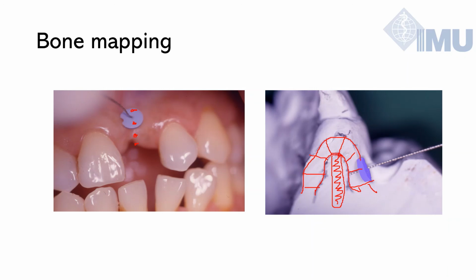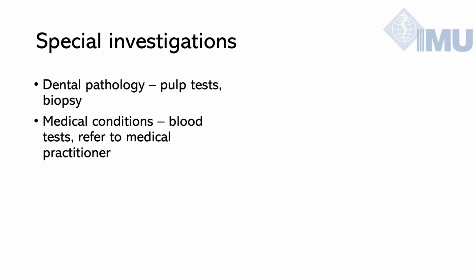It can also be called a bone mapping procedure, and it can be clubbed with a simple intraoral periapical radiograph. If you have a periapical radiograph and perform bone sounding procedures well, up to a certain extent that can replace the need for CBCT. That is basically a conventional procedure to estimate the bone dimension in that area. For special investigations, as we have already mentioned, dental pathology, pulp tests or biopsies, or for medical conditions, blood tests and referral to medical practitioners are important as well.